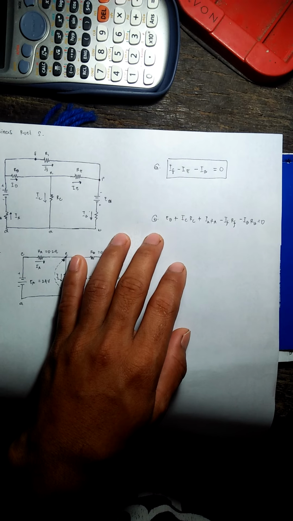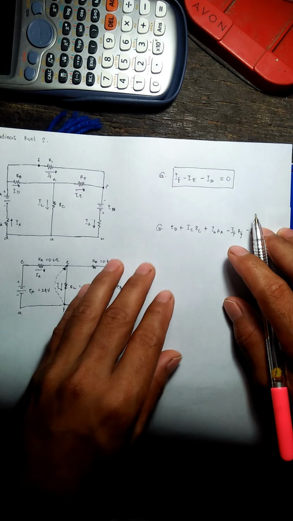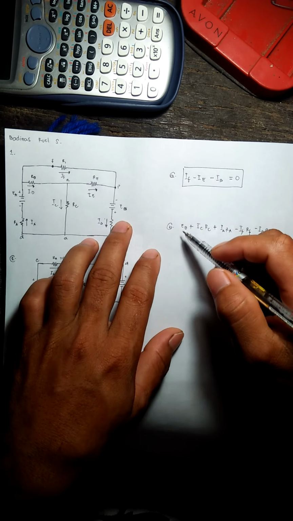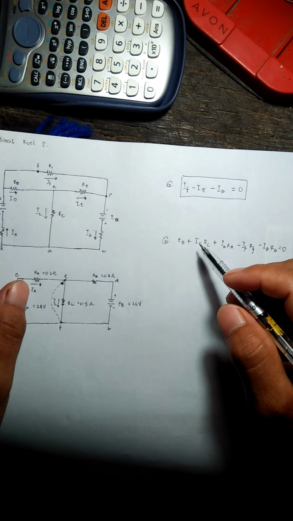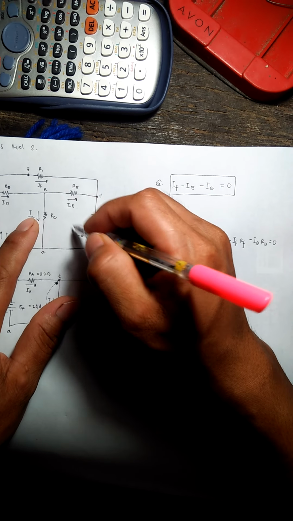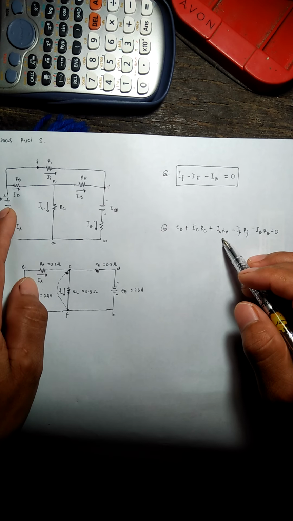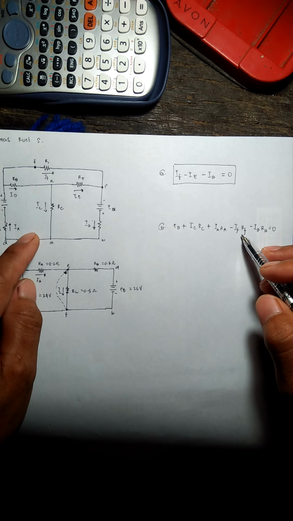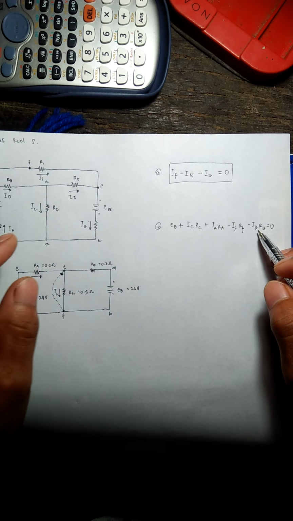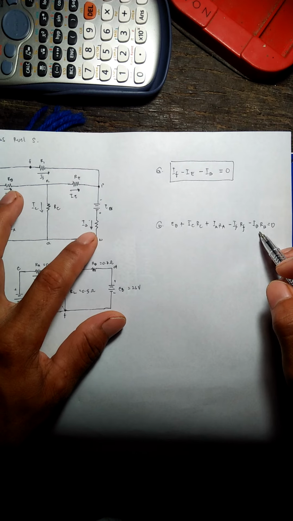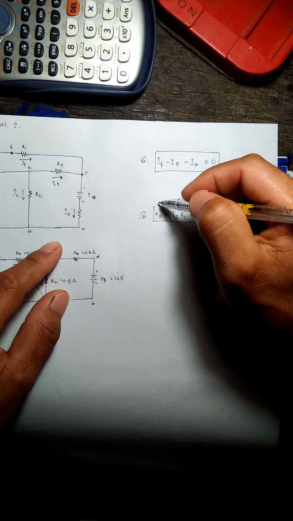And the second one is the Kirchhoff voltage equation for circuit BQNMFP and B. So we can write first AB as our source, plus ICRC, plus IARA, then IF and RF, and IB and RB, is equal to 0. So this is our final answer.